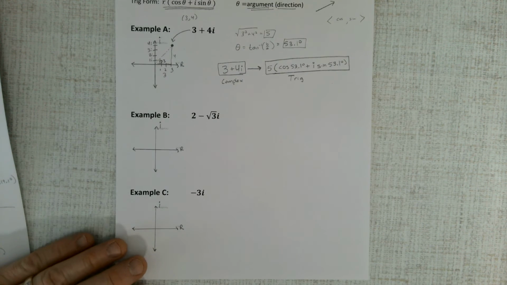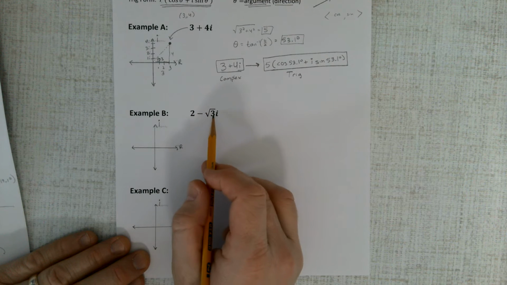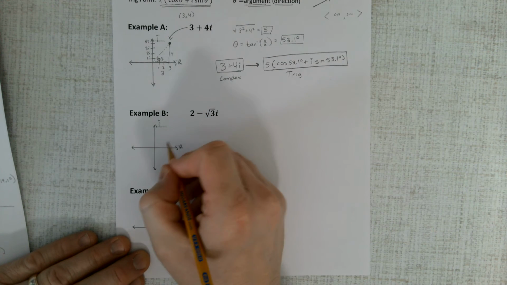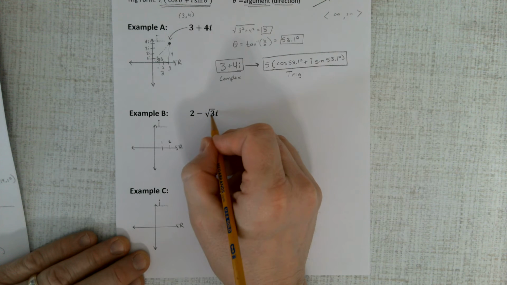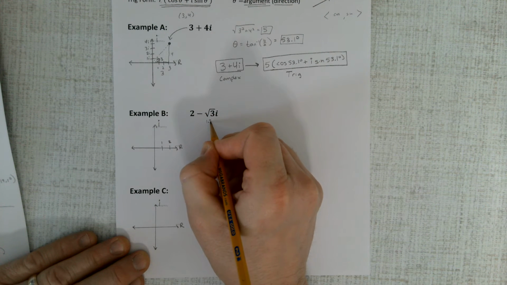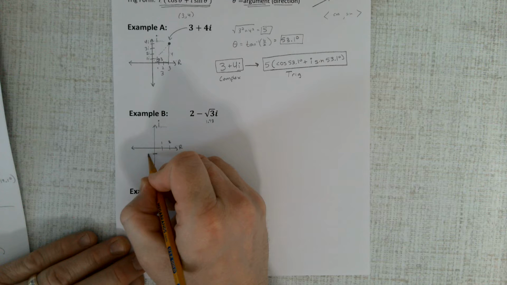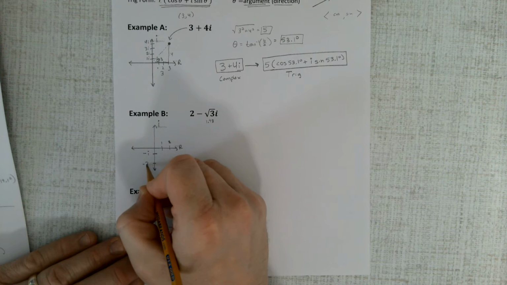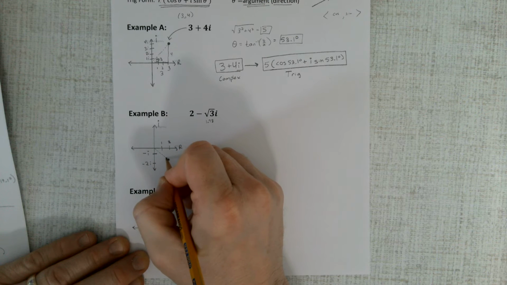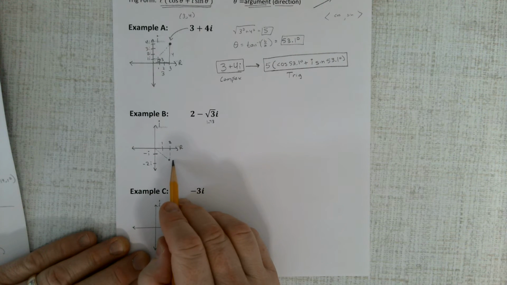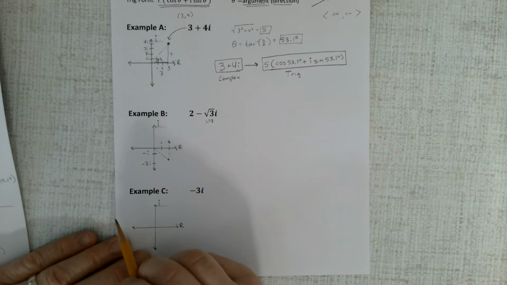Alright, let's do a couple more examples. Example B, here's our complex number. Let's graph it. Over to 2 on the real, and down to this. If you do the decimal there, that's about 1.73. So there's negative root 3 i, down about 1.7. Over to 2, 1.7. Well, right there's the point. Could be a vector, but we're just going to call it a point.